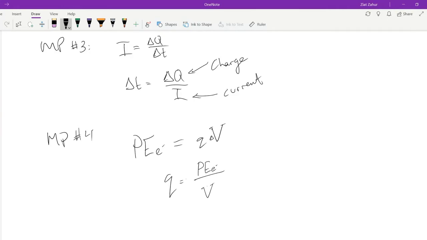So in these Mastering Physics problems, you're using pretty much everything. So look through your notes, look through your flippy. You'll find all the formulas. So charge is equal to energy divided by voltage. The work energy in joules. This is your voltage, in volts.